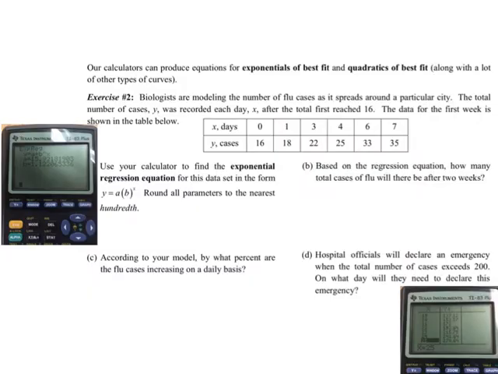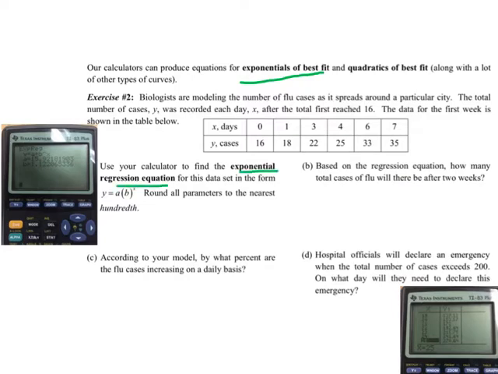Our calculators can produce equations for exponential of best fit and quadratic of best fit, along with a lot of other types of curves. Today we're just going to focus on exponential of best fit. Biologists are modeling the number of flu cases as it spreads around a particular city. The total number of cases, Y, was recorded each day, X, after the total first reached 16. The data for the first week is shown in the below table. Use your calculator to find the exponential regression equation.